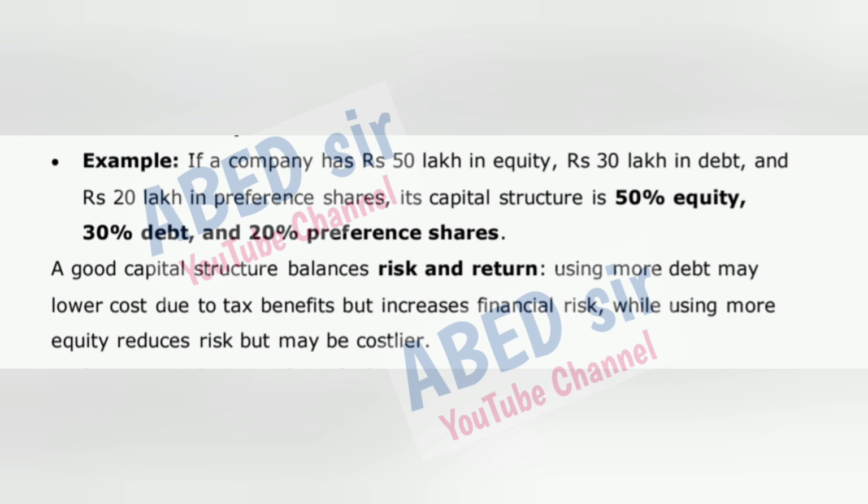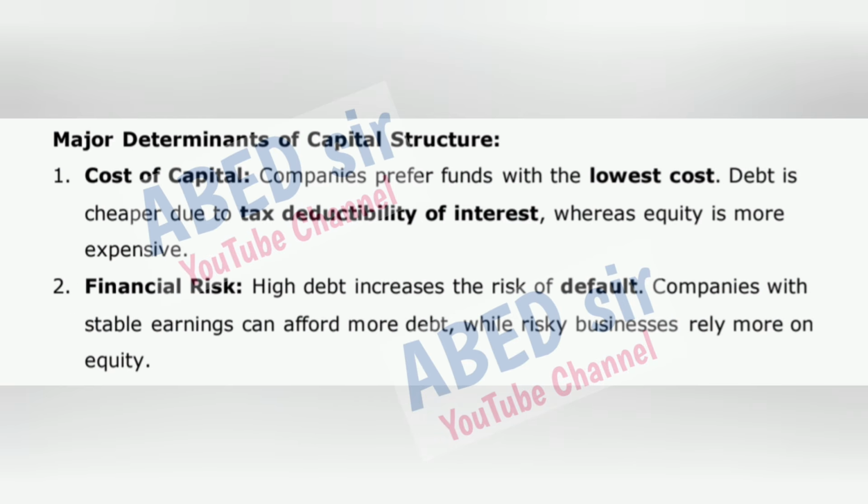A good capital structure balances risk and return. Using more debt may lower cost due to tax benefits but increases financial risk, while using more equity reduces risk but may be costlier. Major determinants of capital structure. 1. Cost of capital. Companies prefer funds with the lowest cost. Debt is cheaper due to tax deductibility of interest, whereas equity is more expensive. 2. Financial risk. High debt increases the risk of default. Companies with stable earnings can afford more debt, while risky businesses rely more on equity.